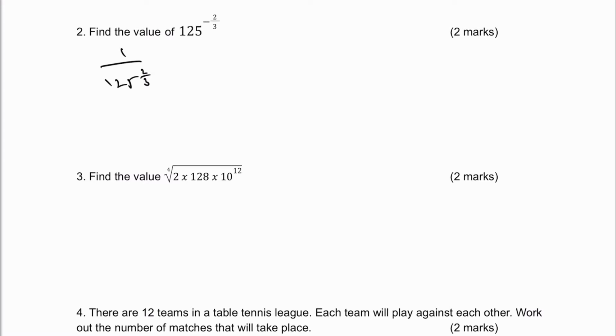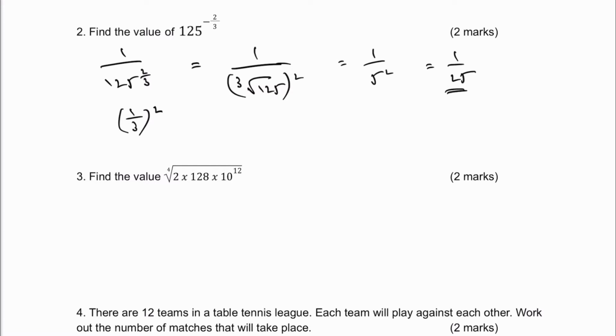Now what you'll know is that 2/3 is exactly the same as saying 1/3 multiplied by 2. So therefore I can write that as 1 over the cube root of 125. Remember that 125 to the power of 1/3 means the cube root, and then I can square it. Well, the cube root of 125 is 5, so that's going to give me 1 over 5 squared, which will give me 1 over 25, which is your 2-mark answer to question number 2.